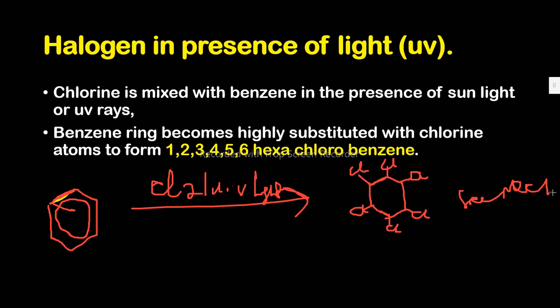And you can do this mechanism if you remember the other reaction. Maybe let's do the mechanism. You never know. But I won't do it for all of these, I'll just do one or two and we proceed. So this is our product. If you consider this to be carbon 1, 2, 3, 4, 5, 6, it is 1, 2, 3, 4, 5, 6 hexachlorocyclohexane. There are 6 chlorines and then cyclohexane.